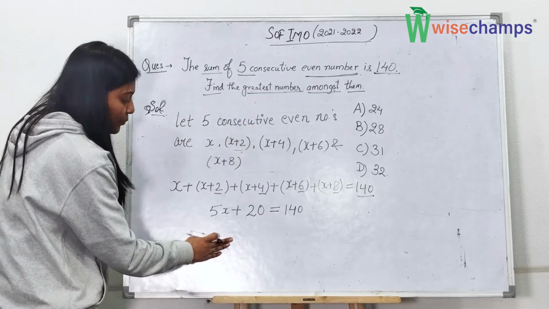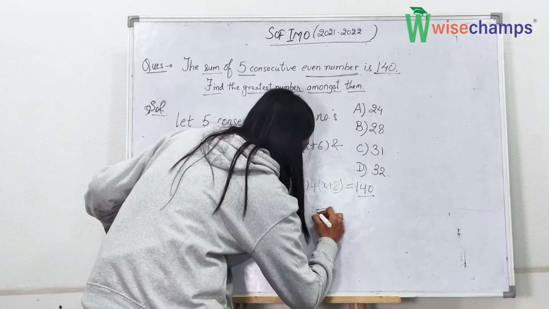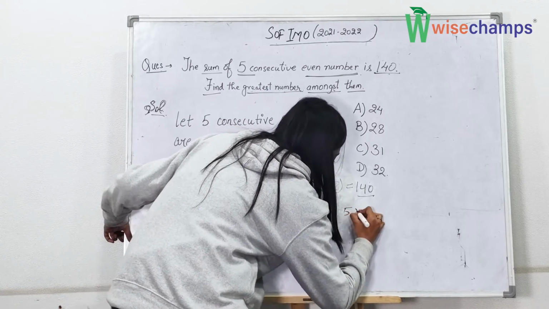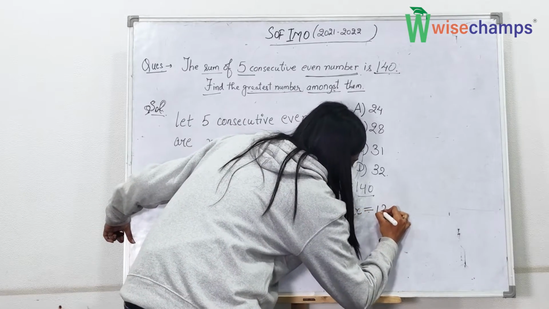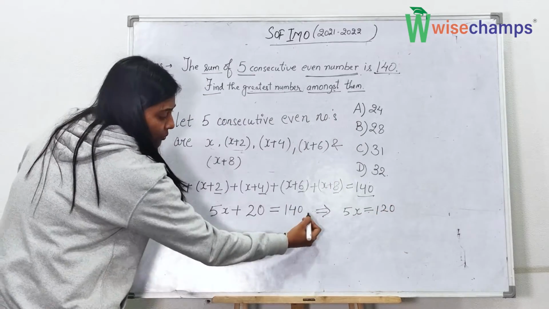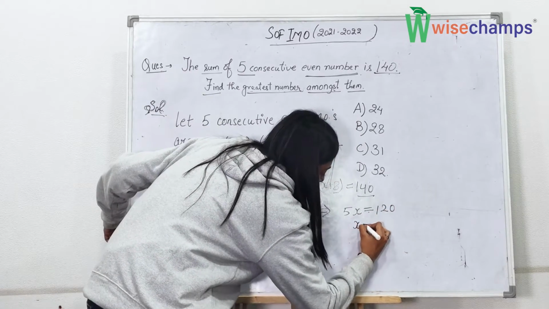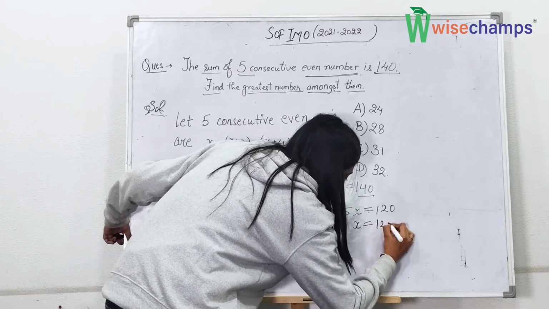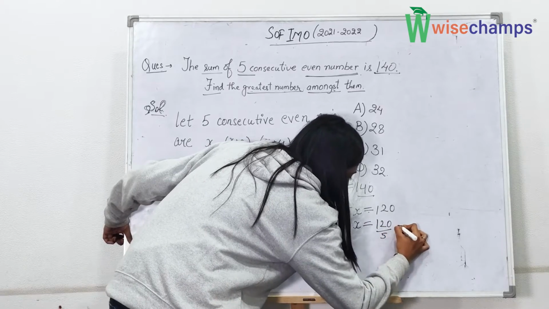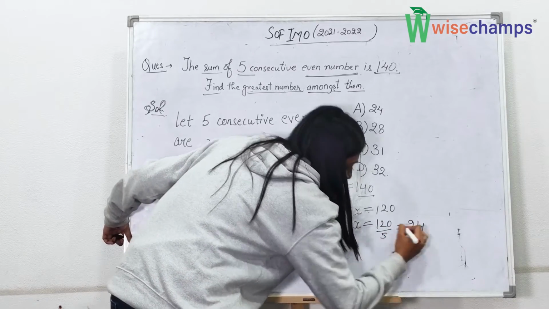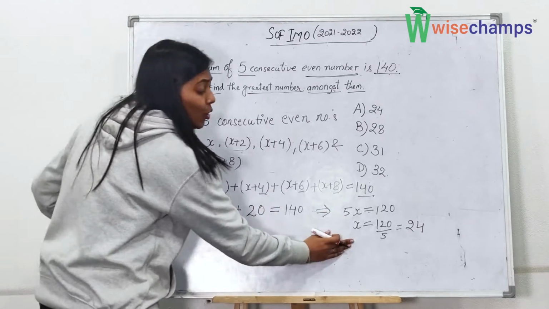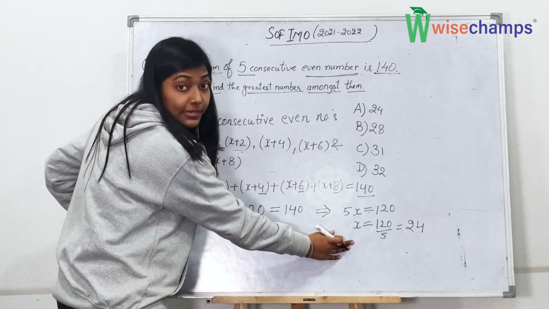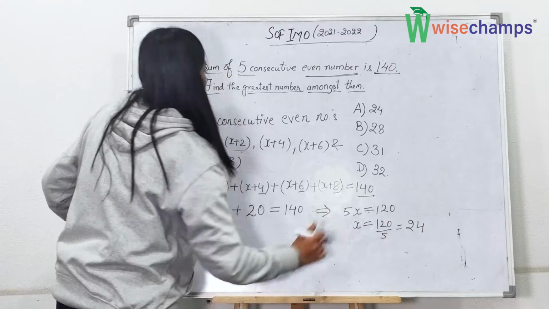यहां से आप x की वैल्यू फाइंड कर लोगे, what would be the value? 5x is equal to 140 minus 20, and x is equal to 120 divided by 5, which is equal to 24. So now you have the value of x, okay, which is 24.